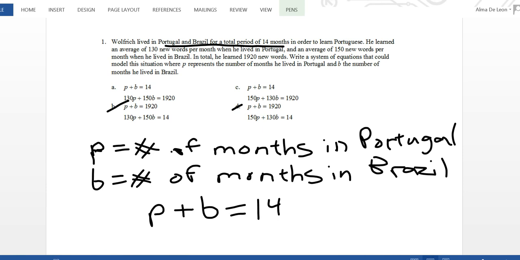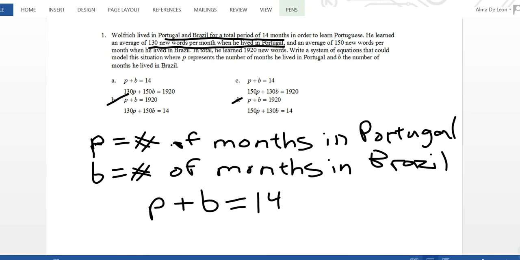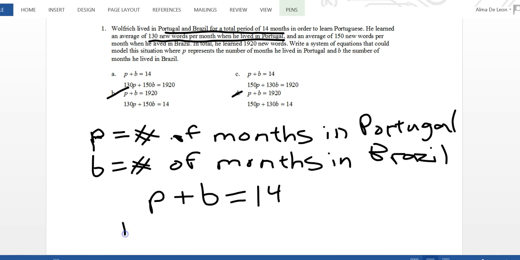Okay, so we're told that he learned an average of 130 new words per month when he lived in Portugal. So 130 new words per month in Portugal. Per means multiply. So we're going to do 130 and we're going to multiply it times the months he lived in Portugal, which would be P.